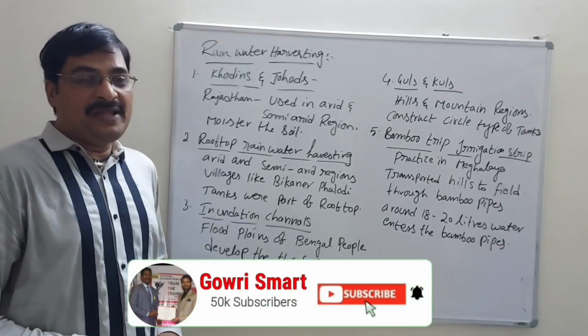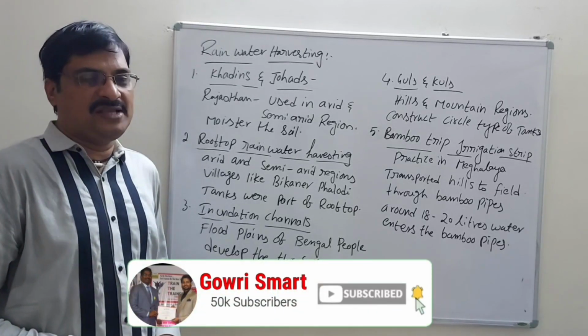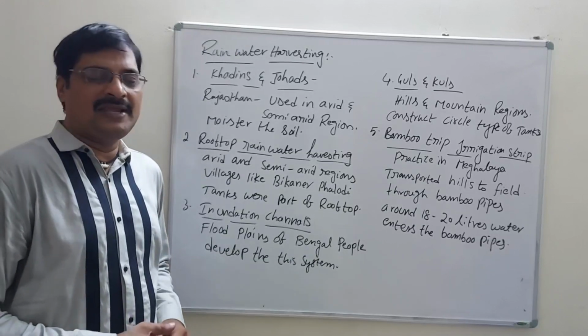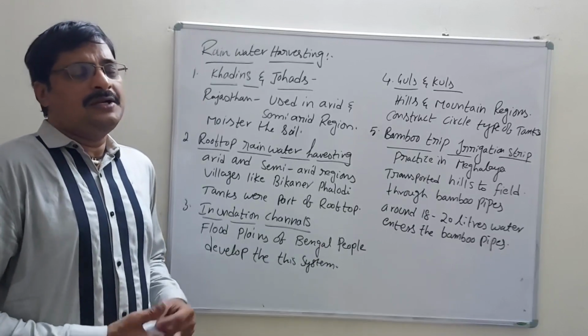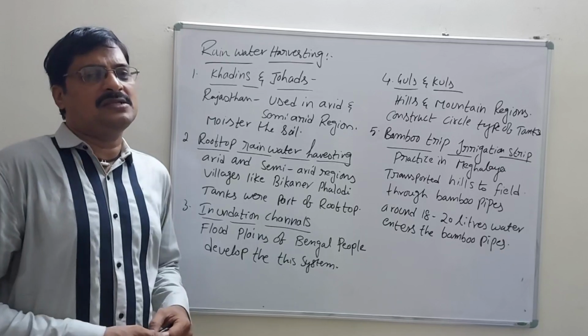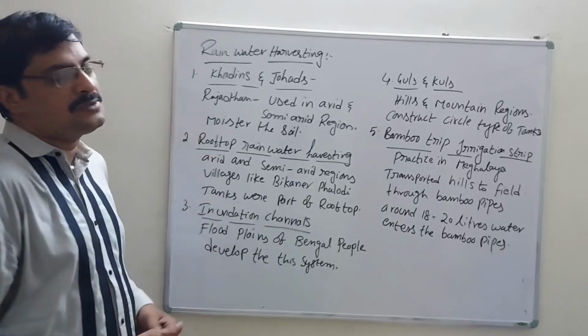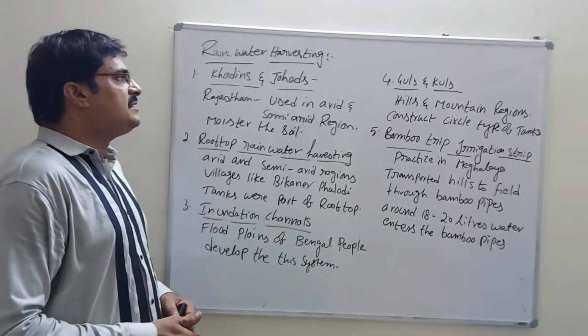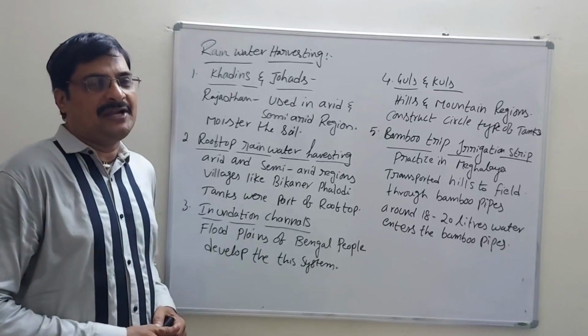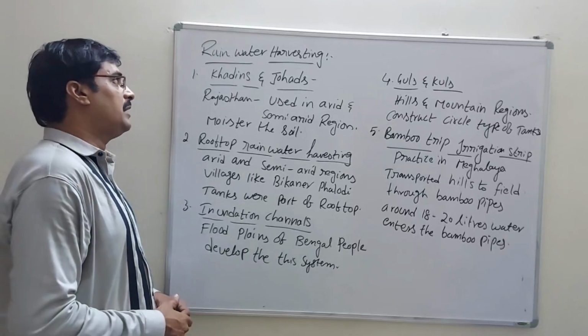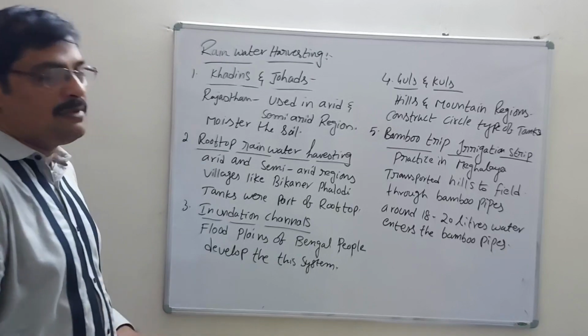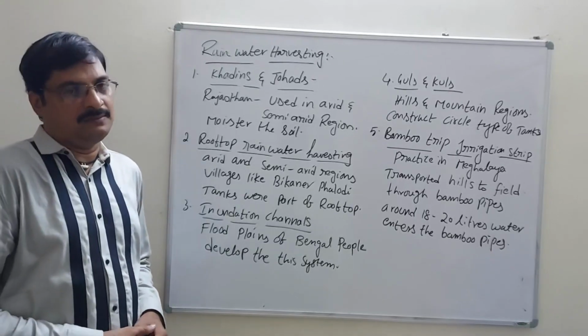That means rainwater should not be wasted in any kind of area. Different people are using different kinds of methods. First we have to see Kandins and Jhodas. This is one kind of harvesting system practiced in Rajasthan.